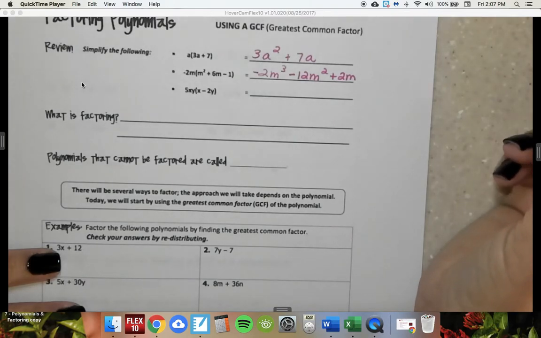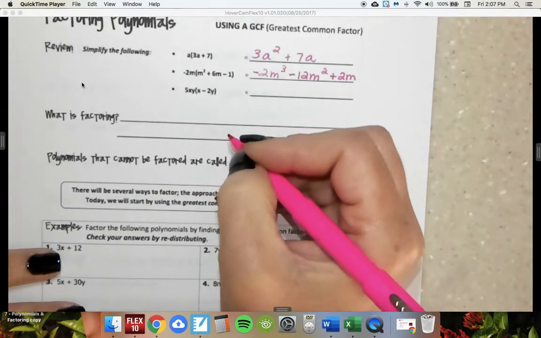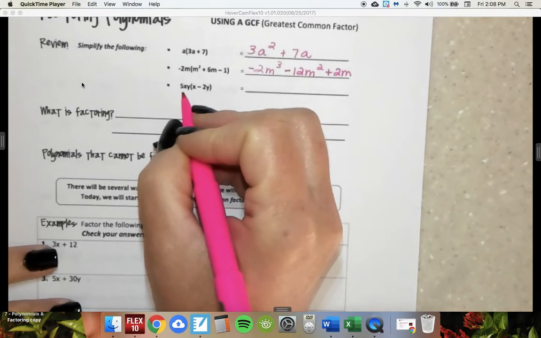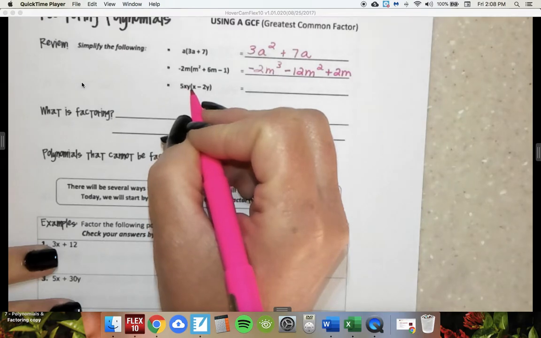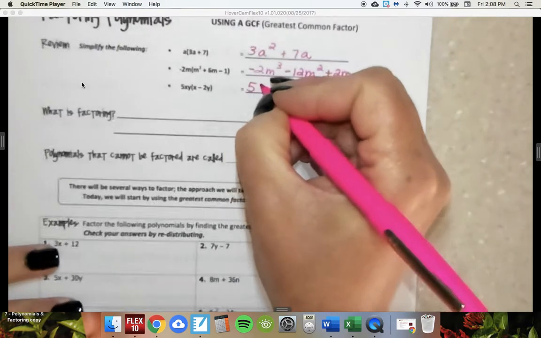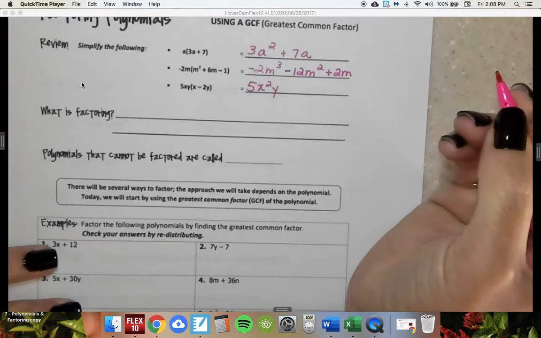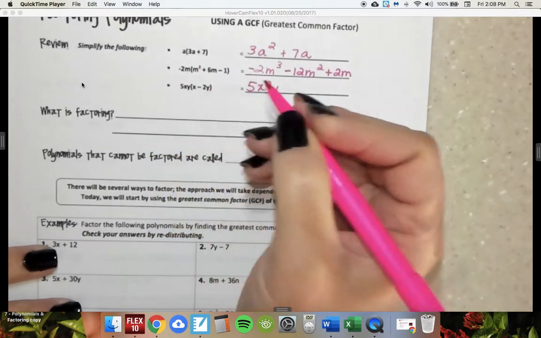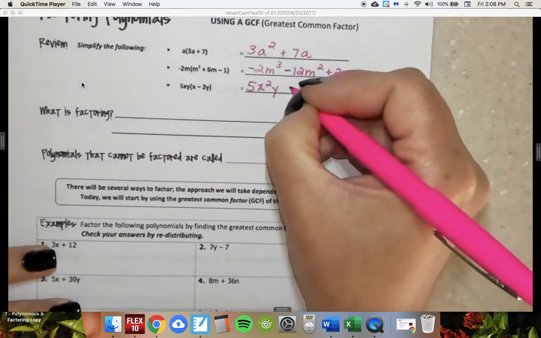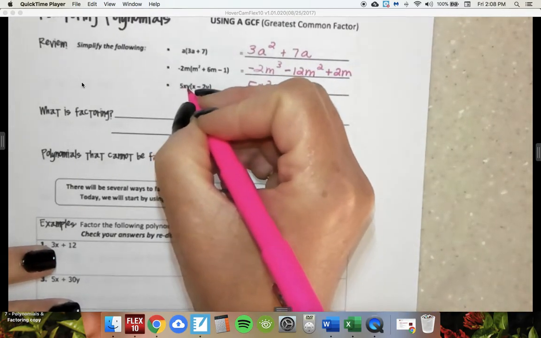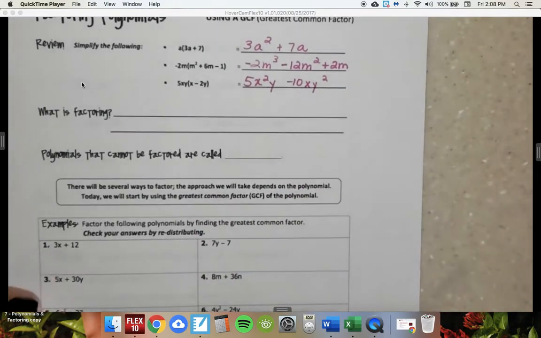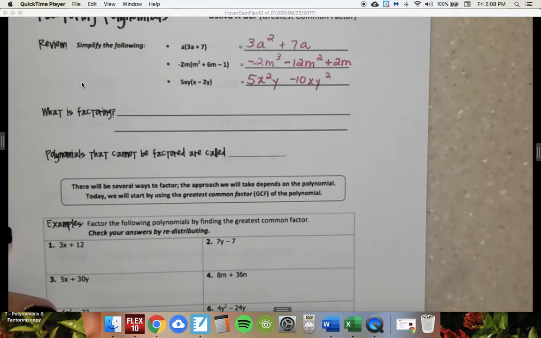So we're just kind of reviewing the multiplying part. And a little bit longer here, we add in some other variables. 5xy times another x. That makes 5x squared y. And 5xy times a negative 2y. Well, what's 5 times negative 2? That's negative 10. xy with another y is xy squared. So they just want to remind you how to simplify those problems.